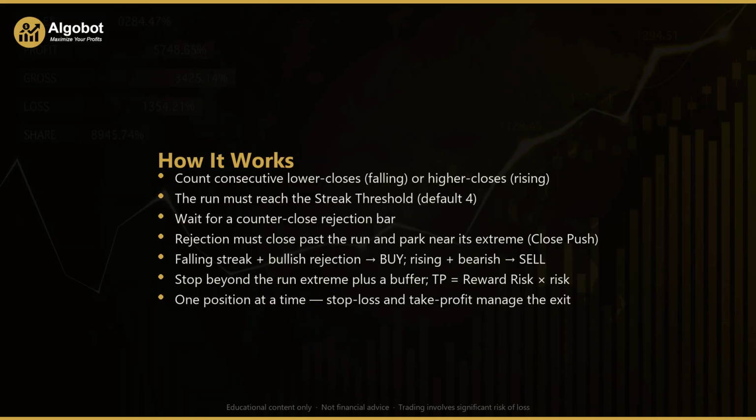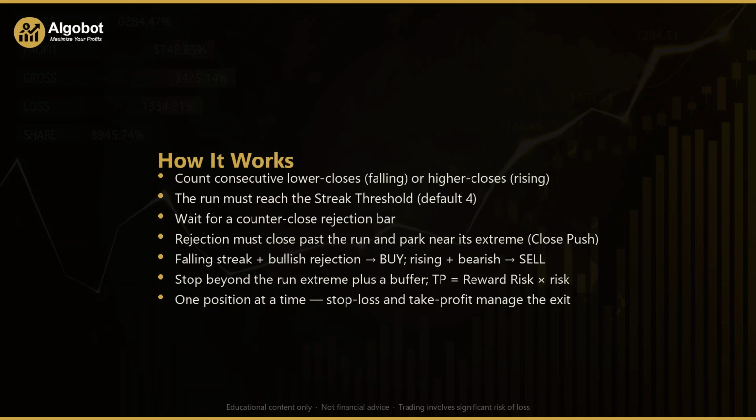For a long setup after a falling streak, 3 things must all be true. First, that rejection bar must be bullish. Its close is above its open. Second, its close must finish above the close of the run, proving the down move has genuinely turned. And third, the close must park near the high of the bar. This is controlled by the close push parameter, which defaults to 55%. It measures how far up into its own range the candle closed. A close in the top half of the range tells us buyers seized control by the end of the bar. When all of those conditions line up, the expert advisor signals a buy.